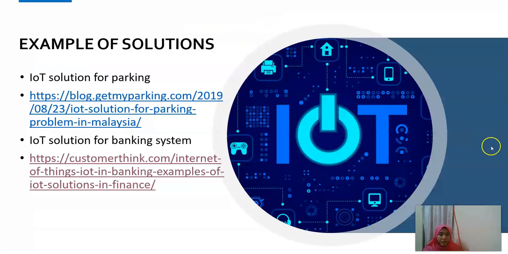Okay, so next, we look at example classes of solutions. This is an example of solutions that I get from other resources. This is some of the readings you can read. I share the link. First is a solution for parking using IoT. So what is IoT? Basically IoT is Internet of Things. So you are using internet technology to solve the problems.